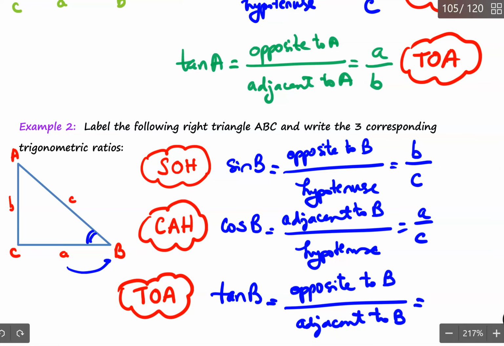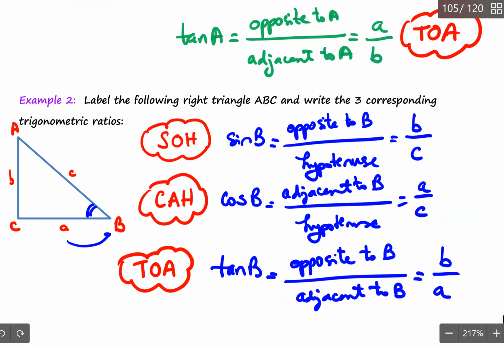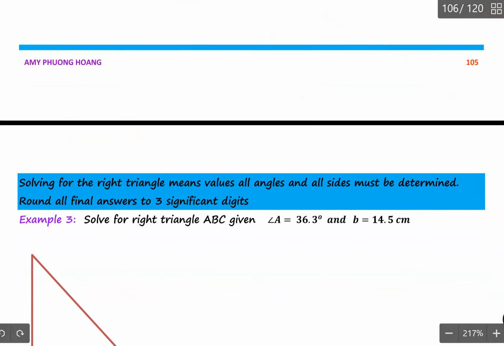So I will write it as B over A. So these are the trig ratios that you will be using to solve for a right triangle. Depending on where your angle is, the opposite and the adjacent, the position of those sides depends on where your angle is. Alright, so let's go on to the next example.